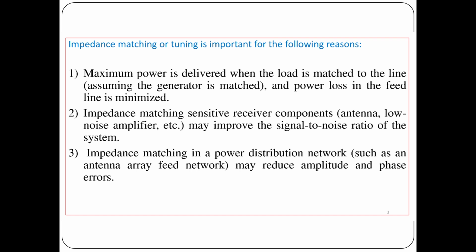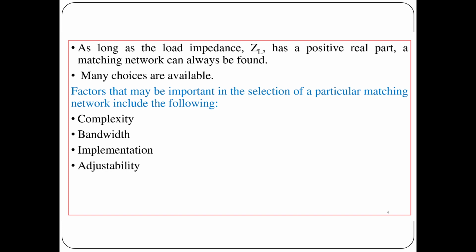Maximum power is delivered when the load is matched to the line, and the power loss in the feed line is minimized. Impedance matching of sensitive receiver components, antenna, low noise amplifier may improve the signal to noise ratio of the system. Impedance matching in power distribution networks such as antenna array feed networks may reduce amplitude and phase error. As long as load impedance ZL has a positive real part, a matching network can always be found.